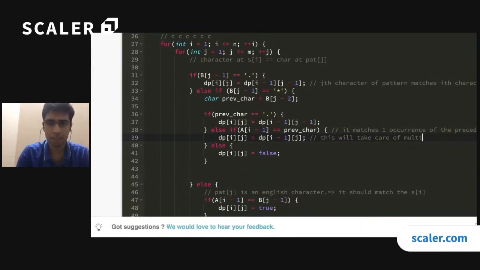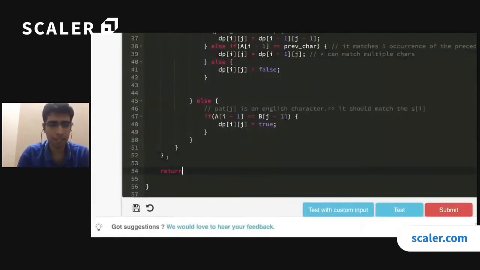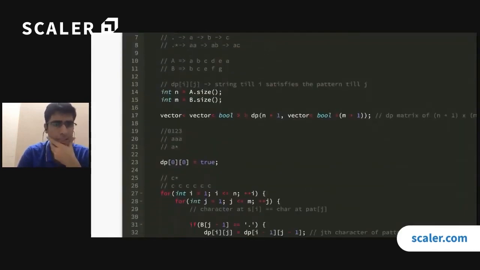I mean, star can match multiple characters. This thing will take care of this, right? Am I missing anything else? And finally, I will have to return dp[m][n]. But is there anything else that I seem to be missing?